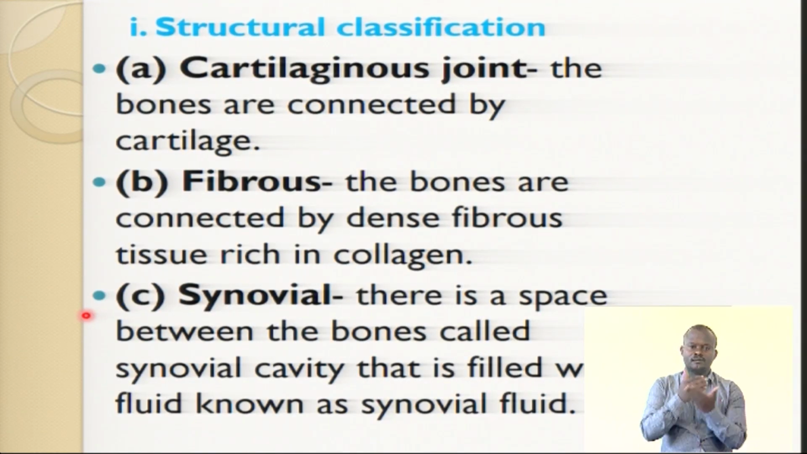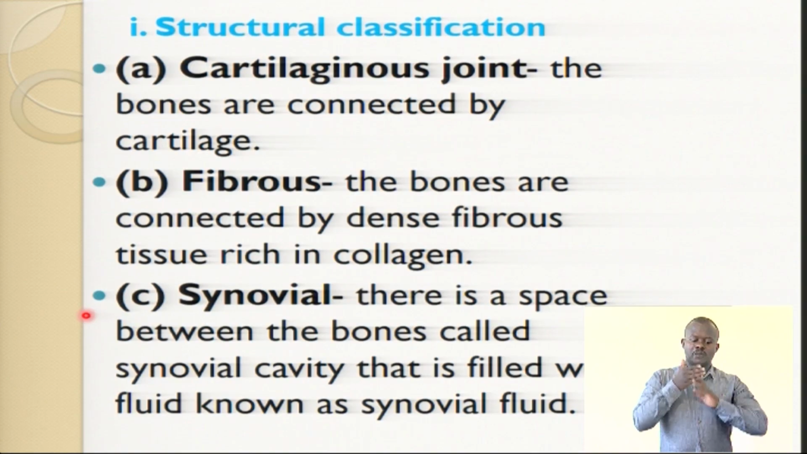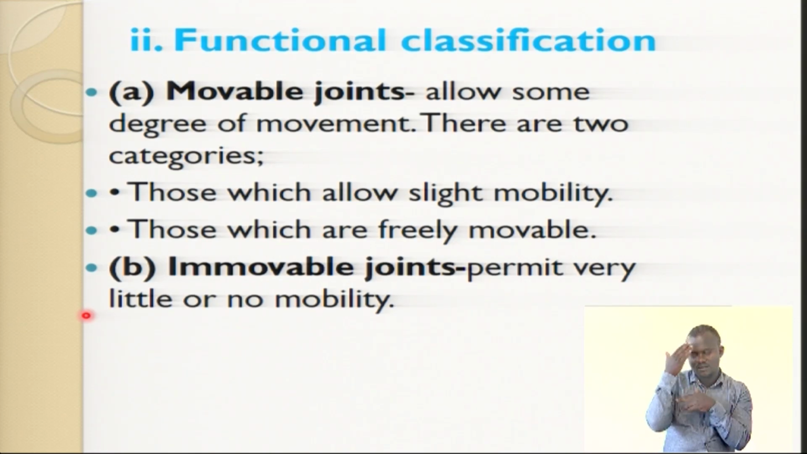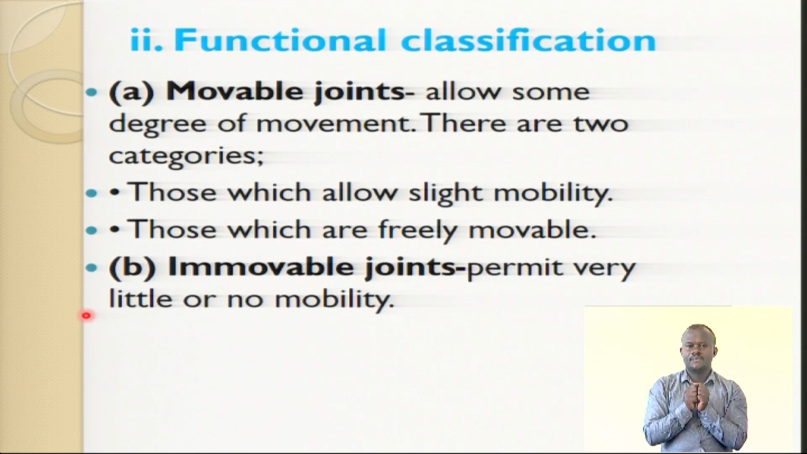Structure and classification. We have cartilaginous joints, where the bones are connected by cartilages. We have fibrous joints, where the bones are connected by dense fibrous tissues rich in collagen. We have synovial joints. There is a space between the bones, called a synovial cavity, that is filled with synovial fluid. And we are going to talk about their functions. Function and classification.